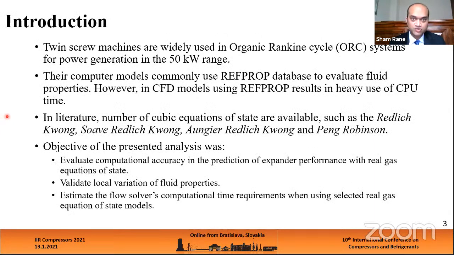So to talk about twin screw machines, they are being widely used in organic Rankine cycle systems for power generation in the range of 50 kilowatts. Their computer models, whether thermodynamic or CFD, commonly use the RefProp database to evaluate fluid properties, because it is readily available and accepted as a universal standard for the accuracy of the properties. However, because CFD models are iterative in nature, introducing the RefProp database into the CFD model results in a very heavy use of computational time.